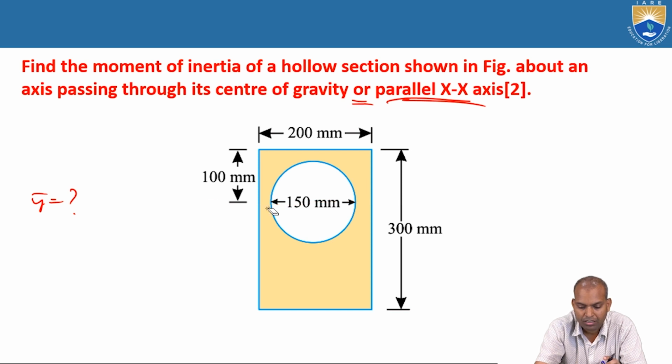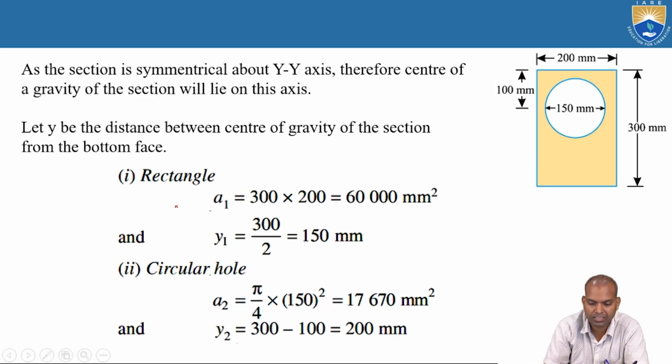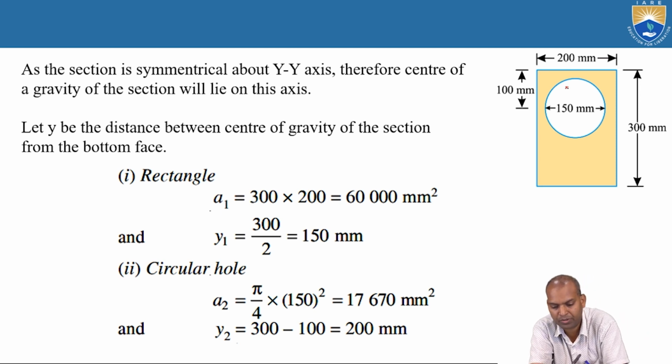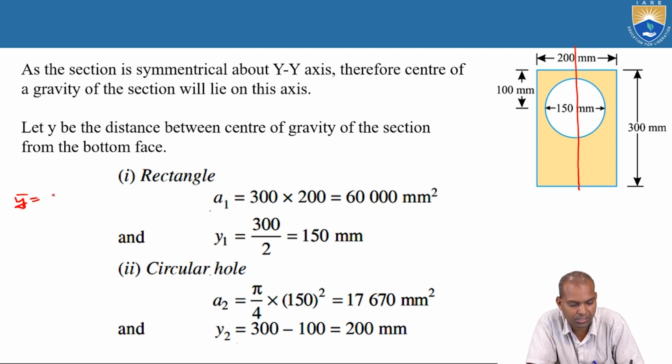Now, the width of the section is 200 millimeters, the depth is 300 millimeters, and the circle is 150 millimeters. What is the distance of the center? The center is at a distance of 100 millimeters from the top face of this rectangular section. There are two sections we consider. It is symmetrical about the vertical y axis. But what is to be found, as I told you, for this hollow section, is bar y equal to A1 y1 minus A2 y2 by A1 minus A2.